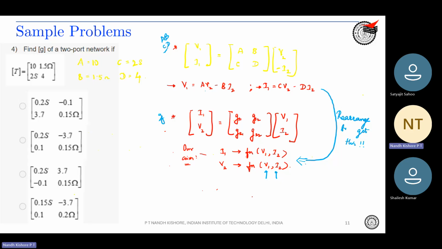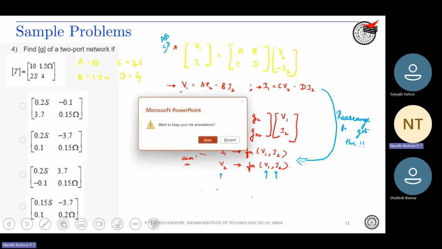So let's start from here. First of all, you see our final aim is to get I1, V2, right? And over here, the first equation we have is V1 is equal to AV2 minus BI2. I don't want anything to do with V1 right now. So let me take a new slide.